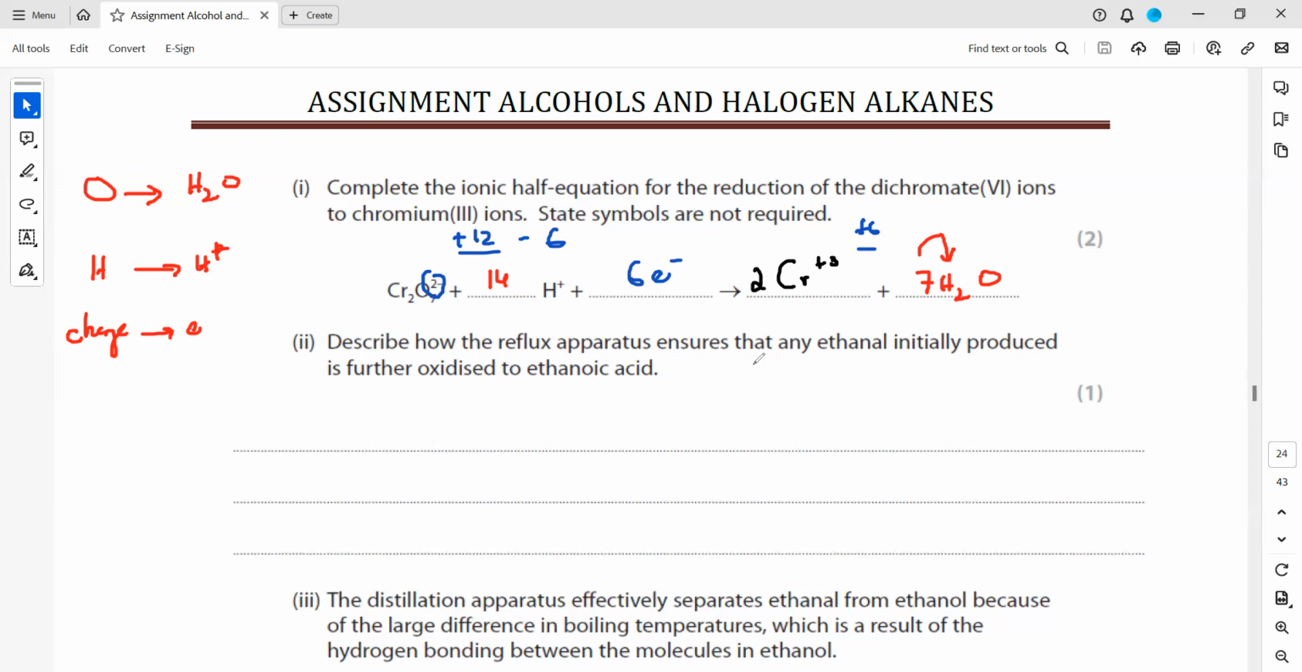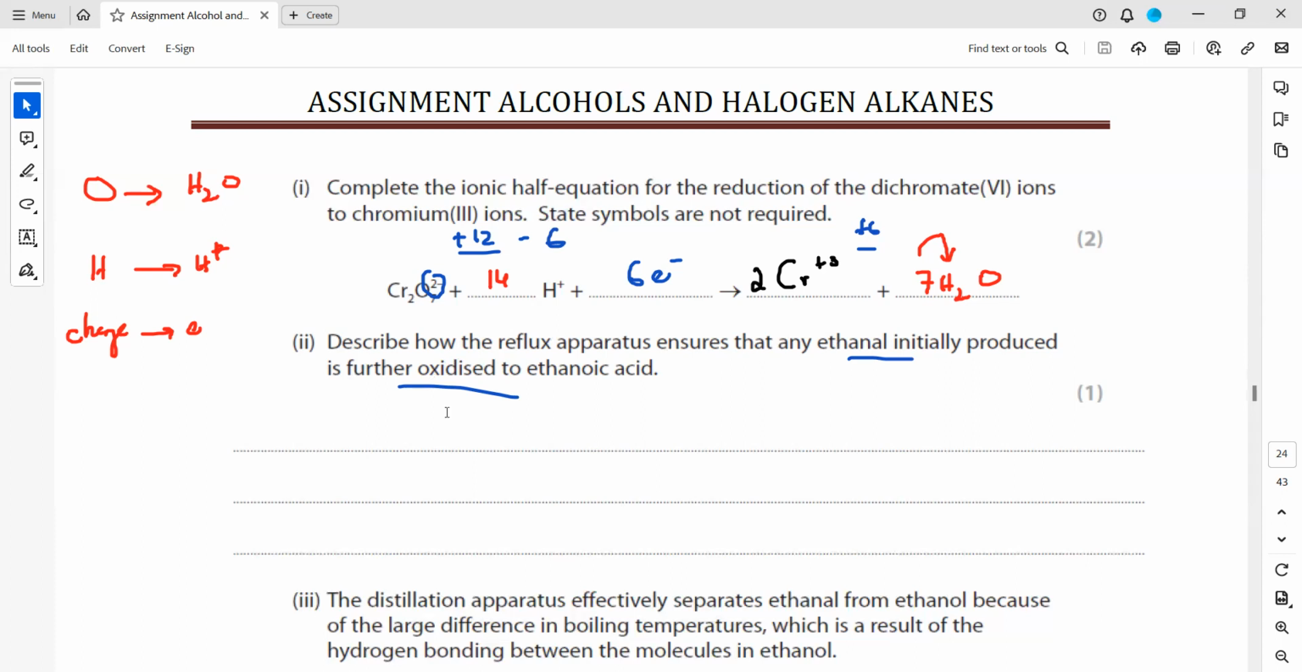Describe how reflux apparatus ensures that ethanol initially produced is further oxidized to ethanoic acid. So how does a reflux condenser make sure of this? First the primary alcohol will oxidize to an aldehyde, and the aldehyde will oxidize to carboxylic acid. So how can it make sure that all the ethanol is converted into carboxylic acid? As a result, any ethanol which is produced or evaporated will condense back into the flask and it will be further oxidized.